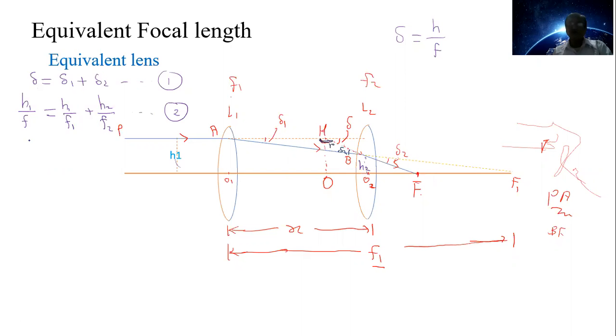Now here consider triangle AO1F1, this triangle, and triangle, here we consider the point B, BO2F2. AO1F1 and BO2F2 are similar triangles, and therefore the ratios of their respective sides are equal, and hence we can write AO1 upon BO2 equals.